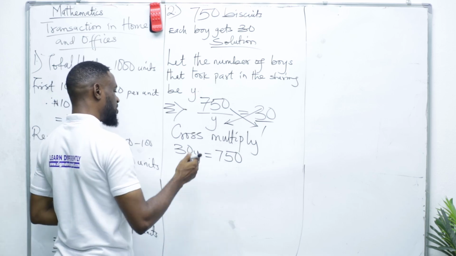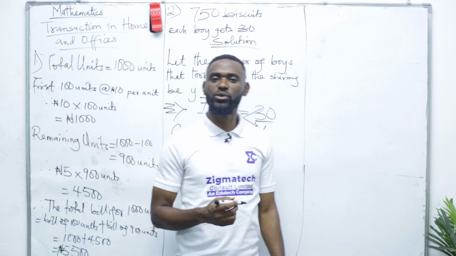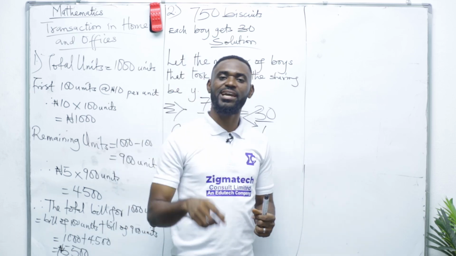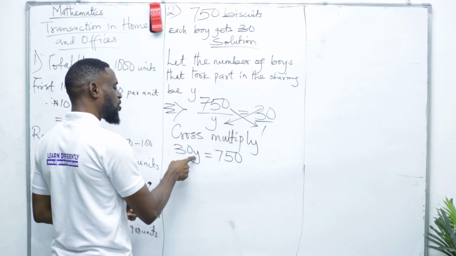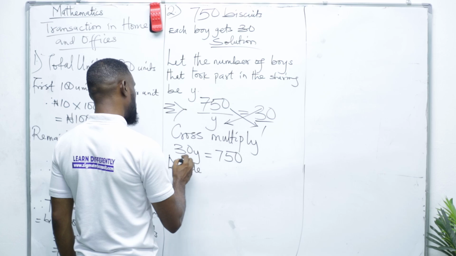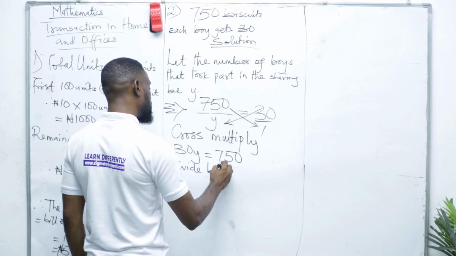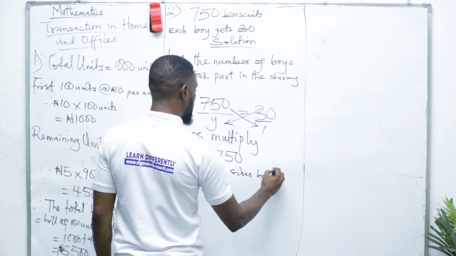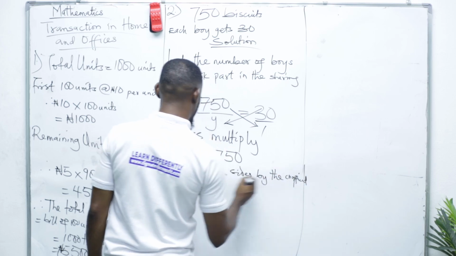So what do we do? Divide both sides by the coefficient of Y, okay? When we did algebraic expression, we looked at what coefficient is. So just go look at our class on algebraic expression. We've defined what coefficient of a number is, okay? So the coefficient of Y here is 30. So we say divide both sides by 30, the coefficient of Y.